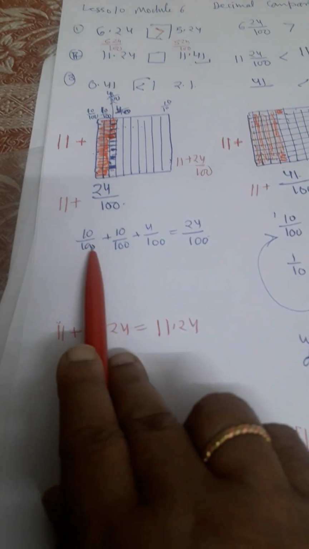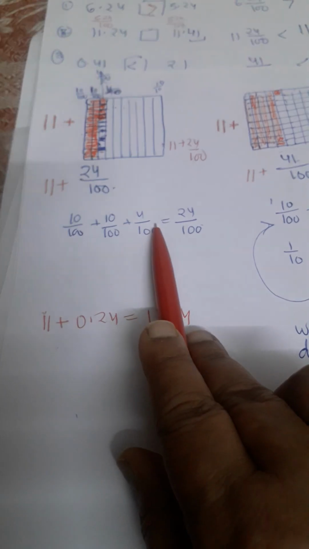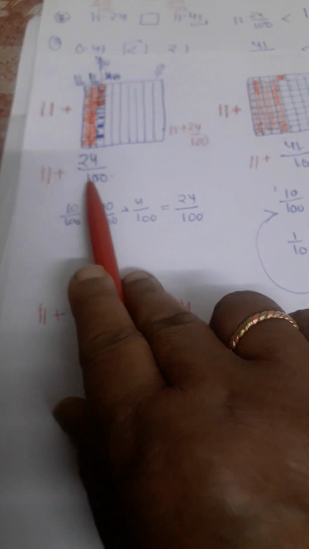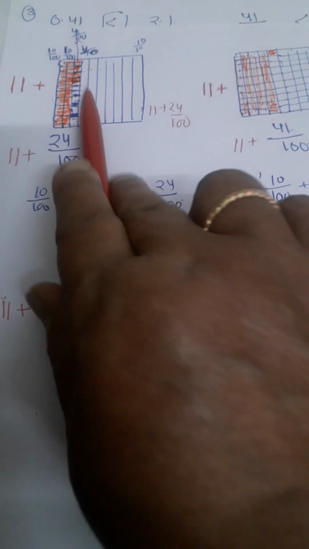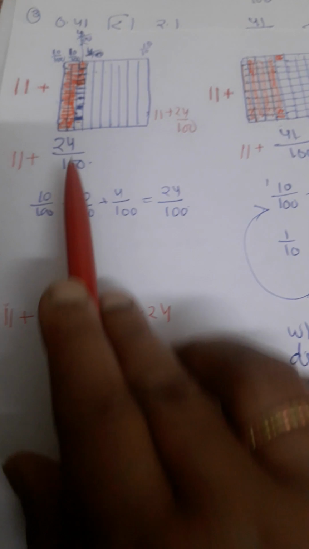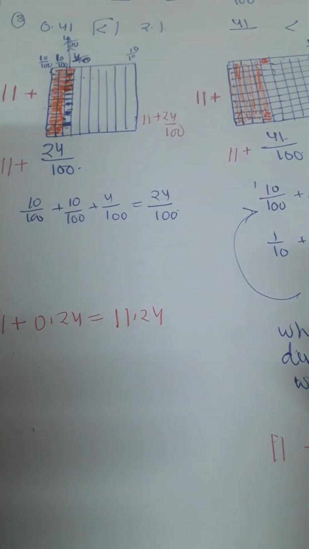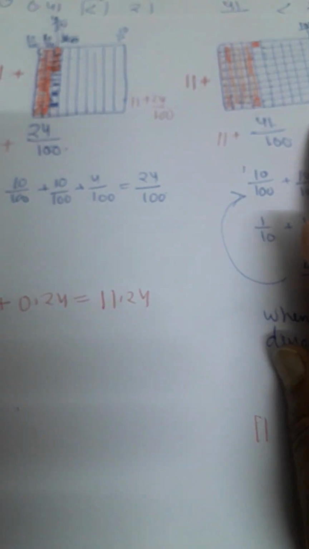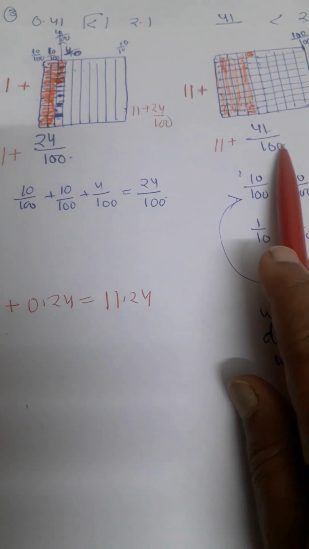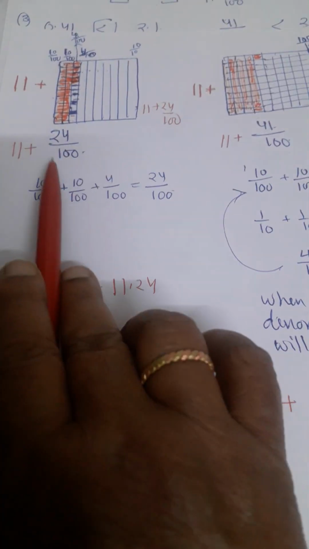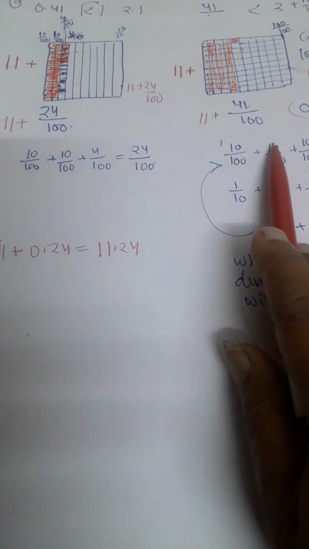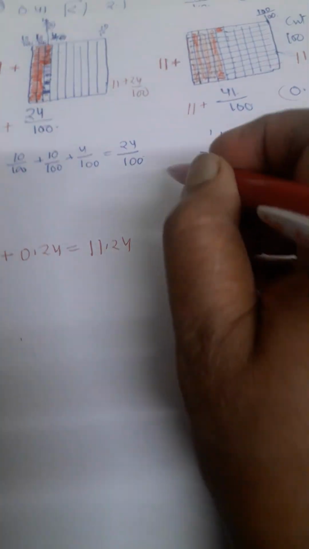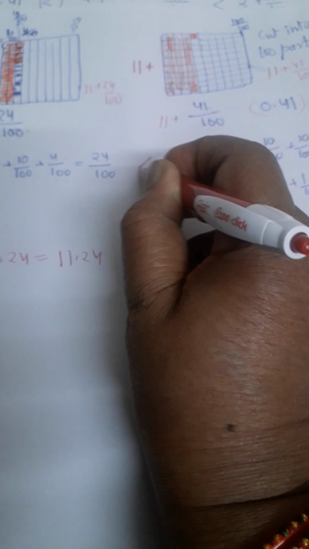Clear, Ali? Now see here: 10 hundredths plus 10 hundredths plus 10 hundredths plus 24 hundredths. This is the representation. I have not shown the 11 here, only the 24, otherwise it will become very huge. I took 11 common, so we only have to see the fraction. Whose fraction is bigger? The 41 hundredths is bigger than 24 hundredths, so we say I am bigger than you.